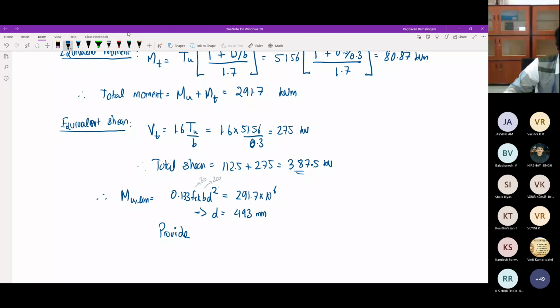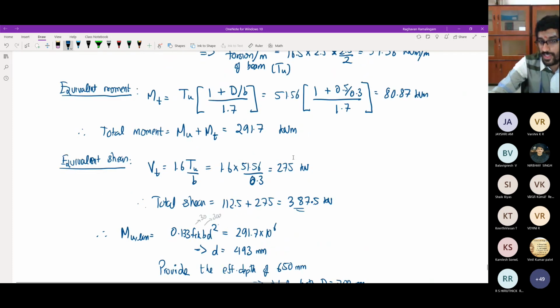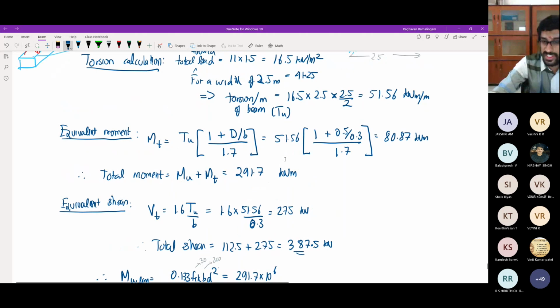I'm going to provide the effective depth of, just to be safe, 650 mm. Meaning that total depth D will be about 700 mm then. Because we have revised our depth by quite a large amount, I want to check what change I get over here. I want to see whether this is going to be too much different.